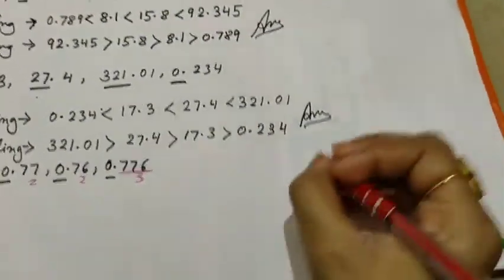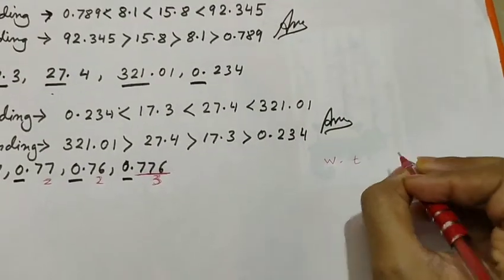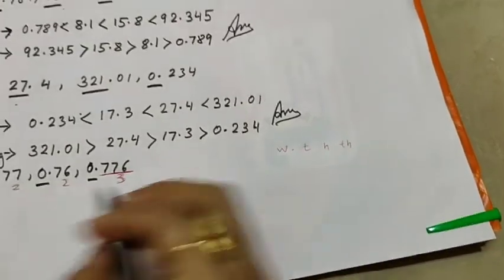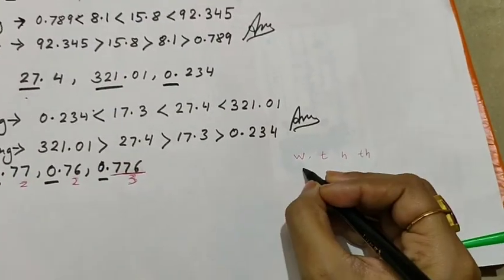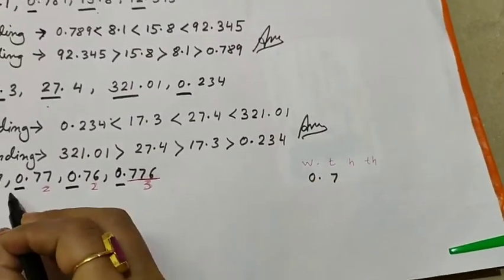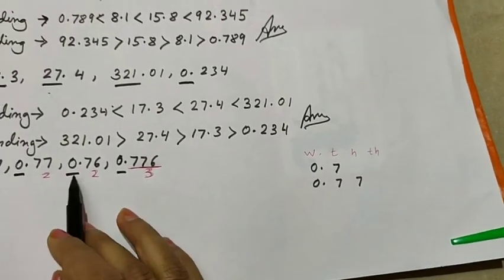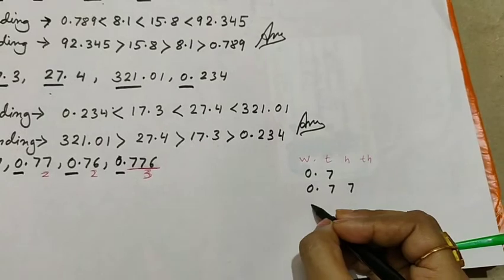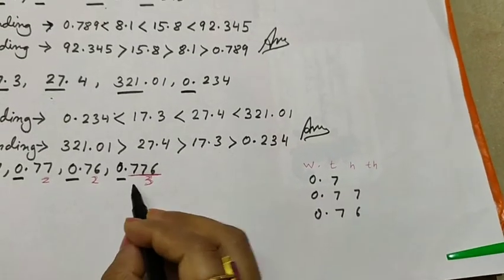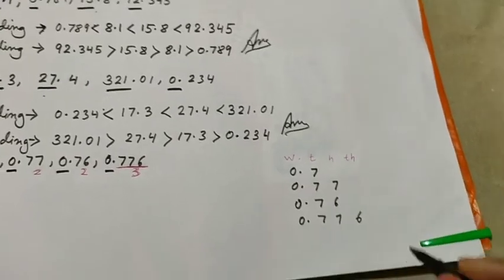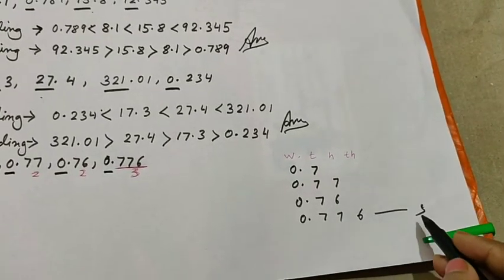So before we write: whole number, tenths, hundredths and thousandths. Now the whole number here is 0.7, 0.7. Now here it is 0.77. Okay. Now 0.76, 0.76, and last is 0.776. Okay. So this is the 3 decimal place, isn't it?